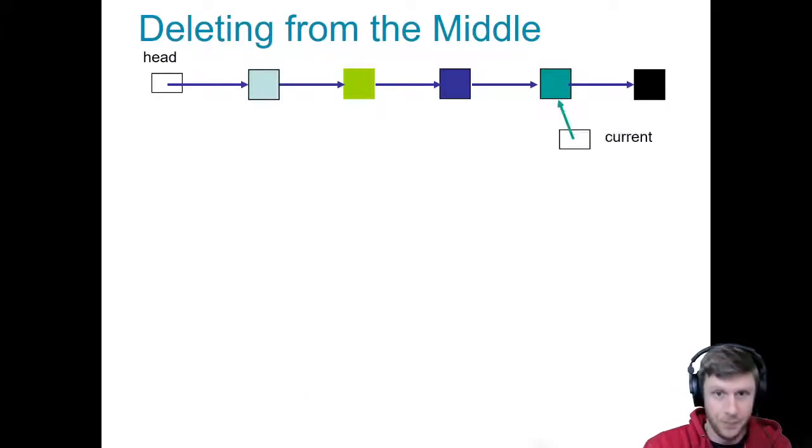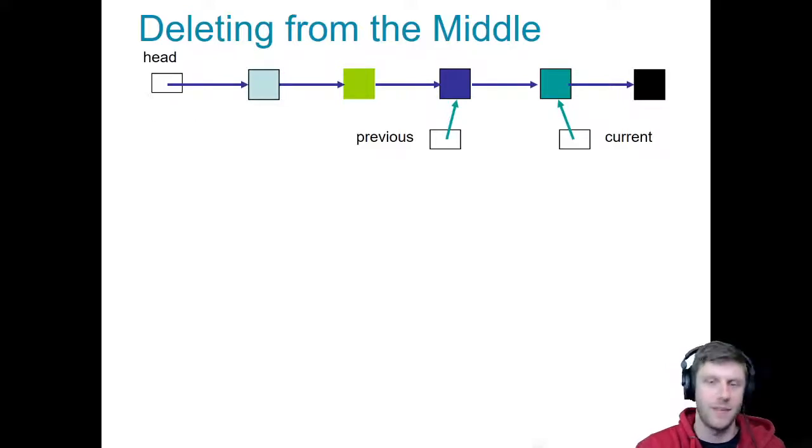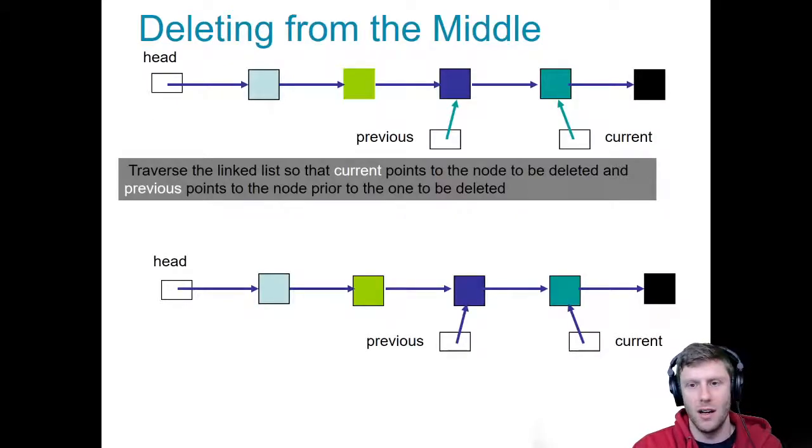Deleting from the middle. Okay, so let's say current. This is the one I want to delete, let's say, and I've got previous. So somehow I've got these 2 pointers. And you could actually do this with 1 pointer, like just previous, but here's what we're gonna do. Just say, what? Is this the exact? Okay, it's the same.